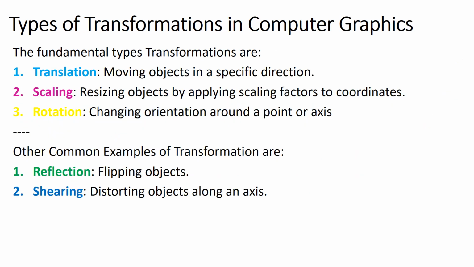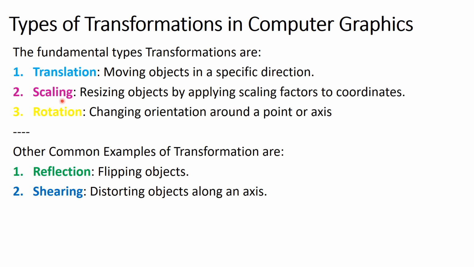Types of geometric transformations in computer graphics. The fundamental types of transformations are translation, scaling, and rotation. Translation means moving objects in a specific direction, moving the object in a specific direction to translate it.